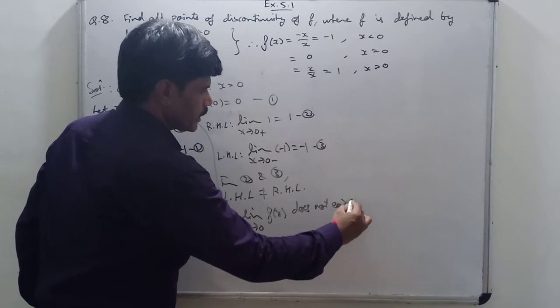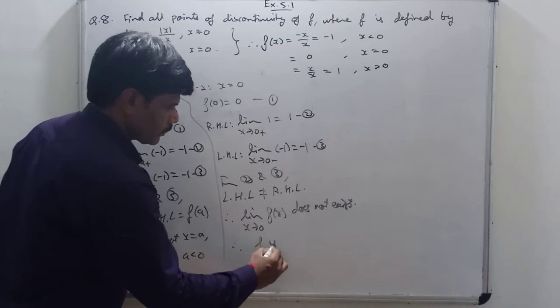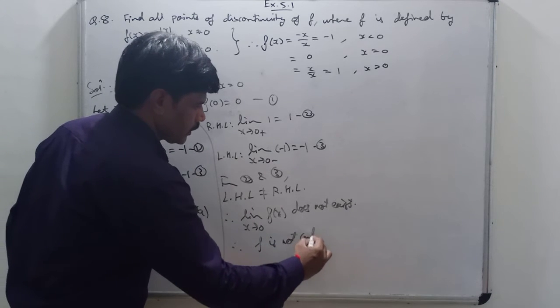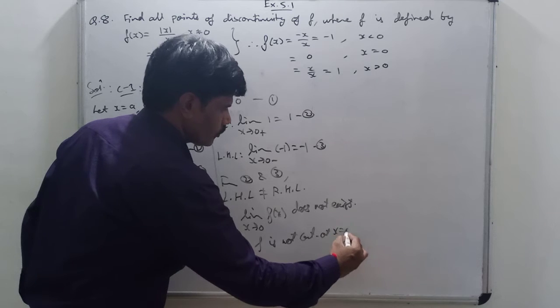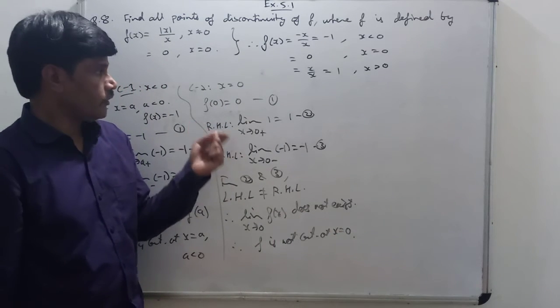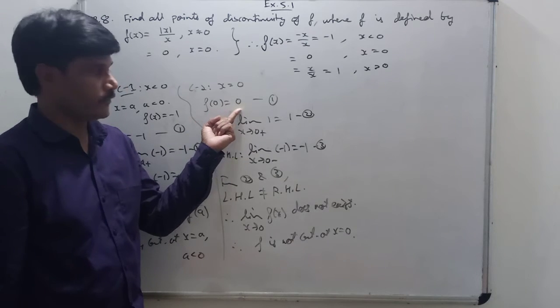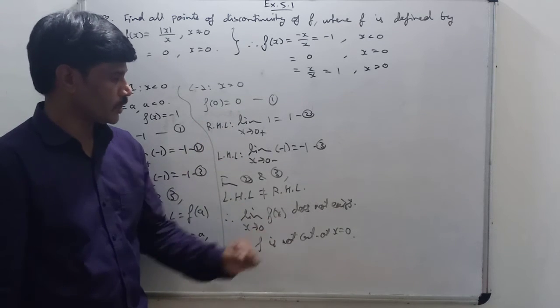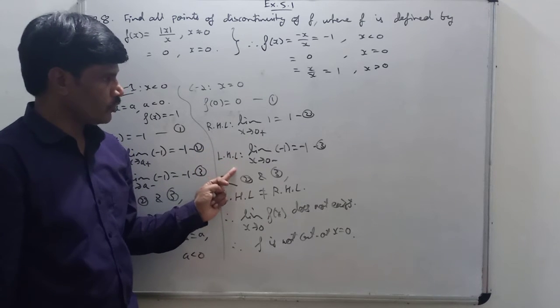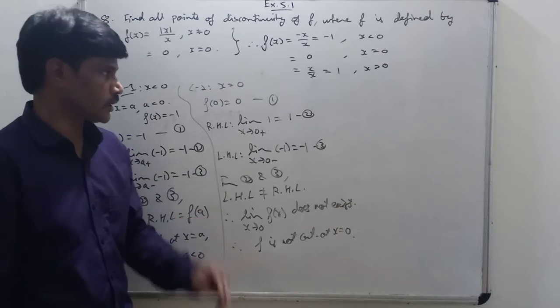Limit does not exist means what? The function is not continuous at x equals 0. See, for continuity what we need is left hand limit equal to right hand limit equal to the value of the function. If these three things are equal, then we say the function is continuous. If LHL is not equal to RHL, it means the limit does not exist, and we cannot say that the function is continuous.